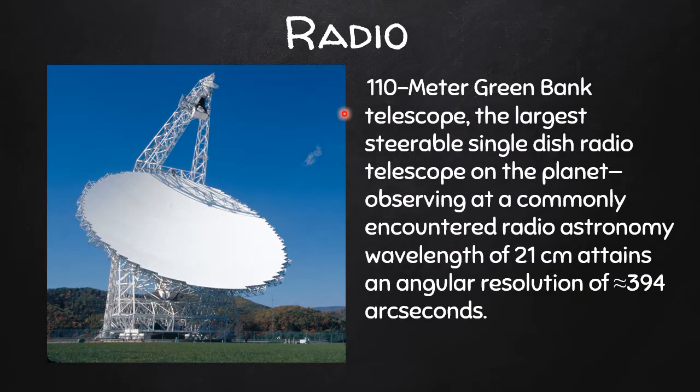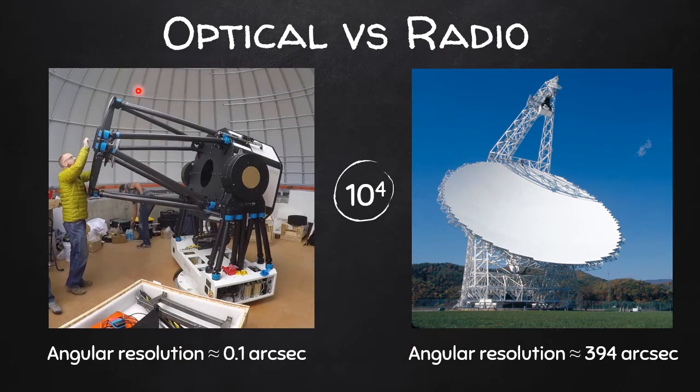Now let us consider the 110 meter Green Bank Telescope, which is the largest steerable single dish telescope on the planet, observing at a common wavelength of 21 centimeters, and it has an angular resolution of 394 arcseconds. Clearly you can see that the 1 meter optical telescope has a resolution 10 to the power 4 times greater than the 100 meter radio telescope.